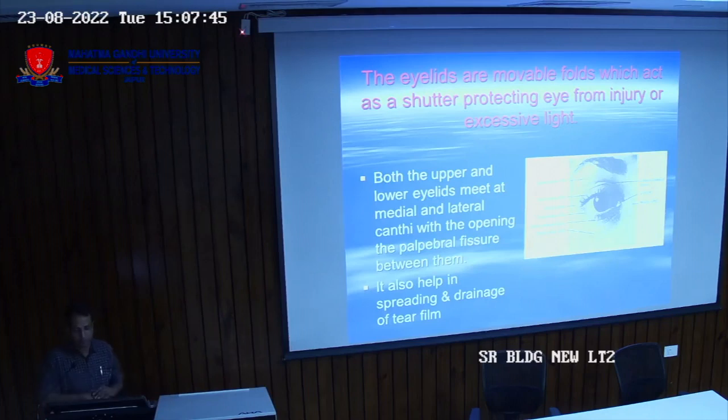Eyelids are movable folds which act as a shutter, protecting the eye from injury or excessive light. These two are the main functions of the eyelid: to protect the eye from injury and from excessive light. Both upper and lower eyelids meet at the medial and lateral canthus, with the opening of the palpebral fissure between them.